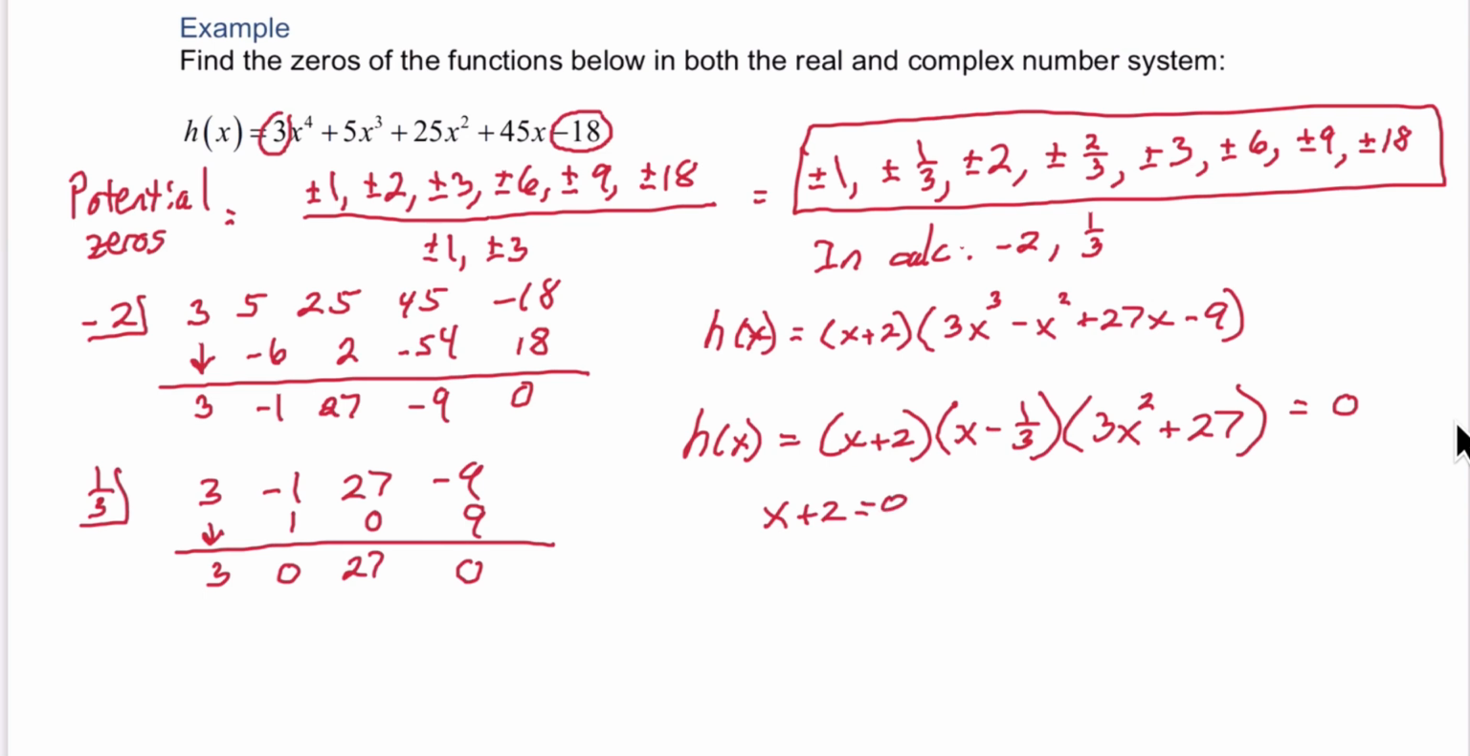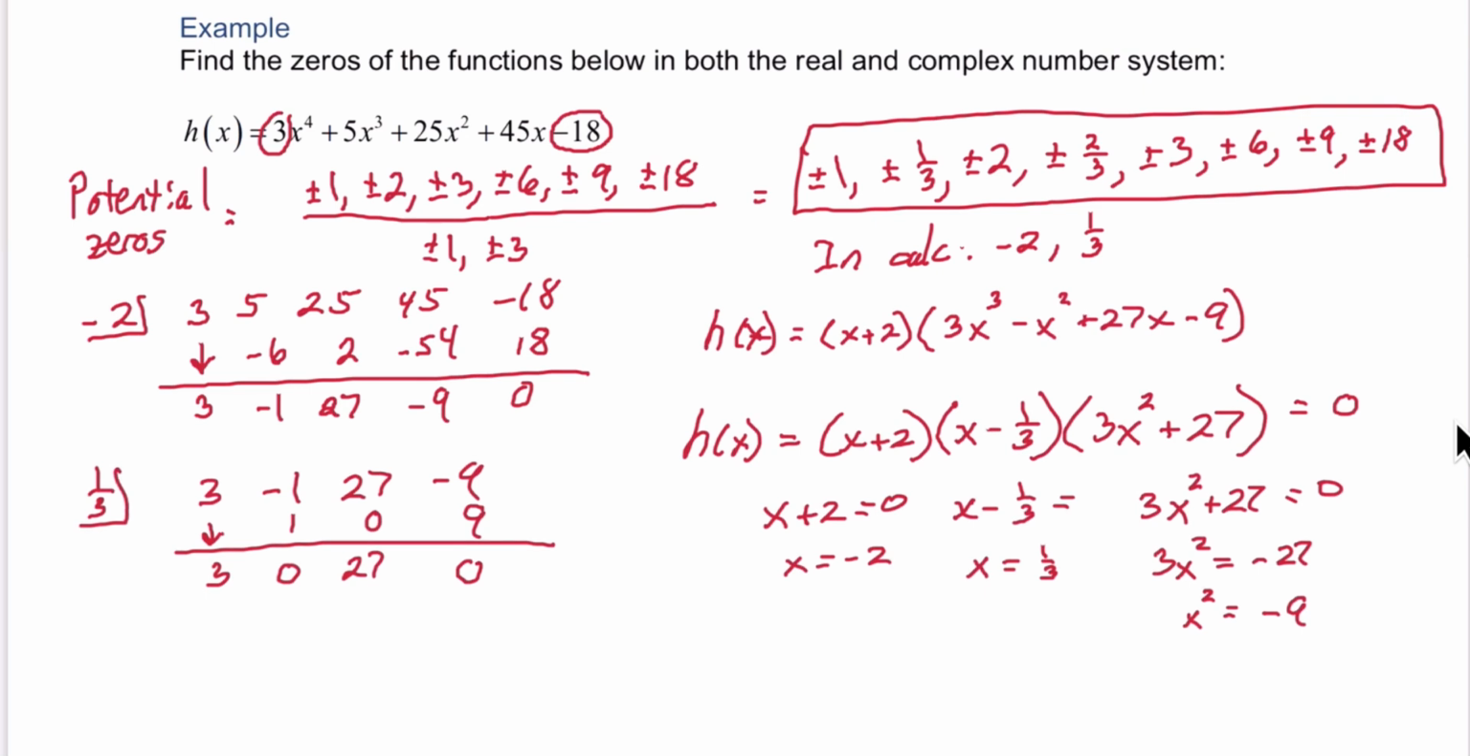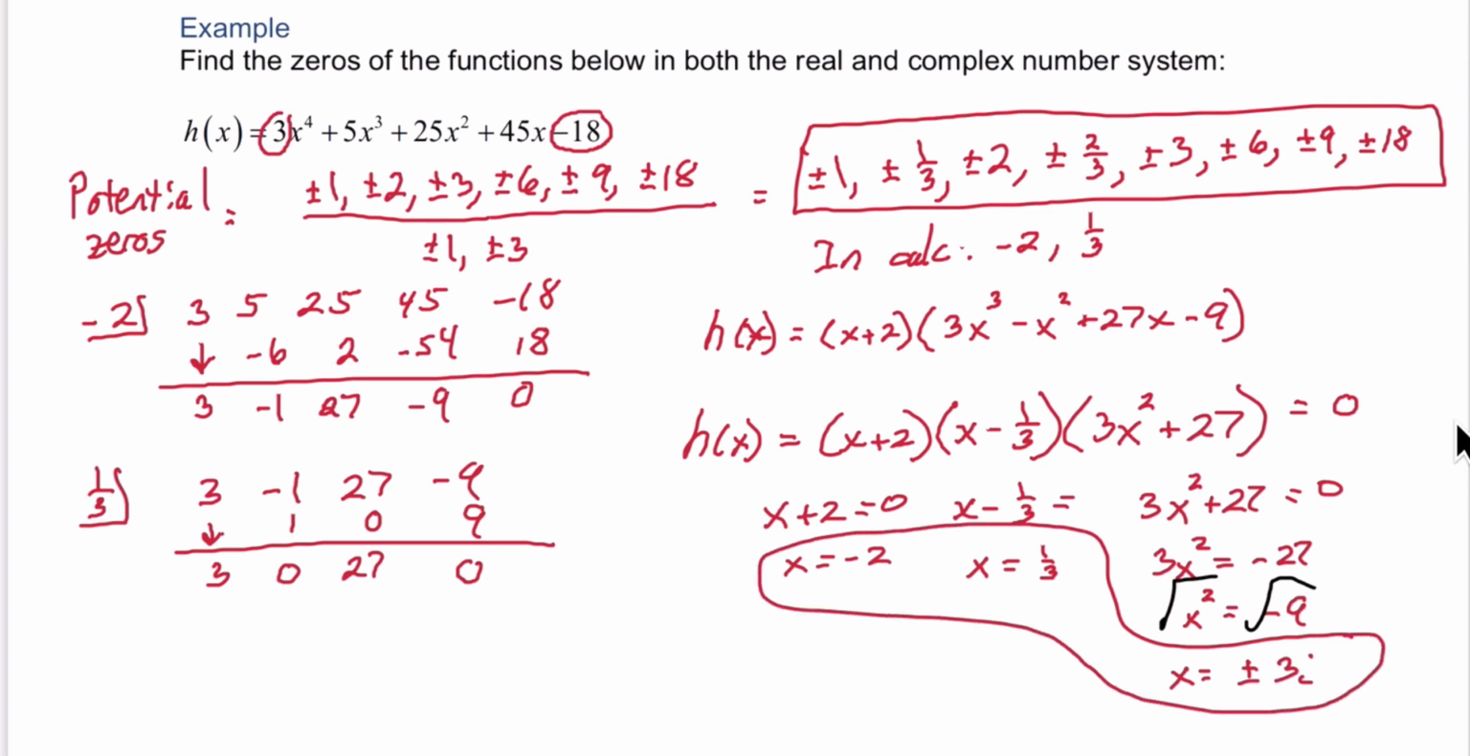x plus 2 equals 0, x minus 1/3 equals 0, and 3x squared plus 27 equals 0. We get x equals negative 2 and x equals 1/3. The right equation will start by subtracting 27, then divide by 3, and finally we need to take the square root of both sides, and we get x equals plus or minus 3i. Notice we have 4 zeros. 2 are real, 2 are imaginary. Those are 4 zeros because we have a 4th degree polynomial.